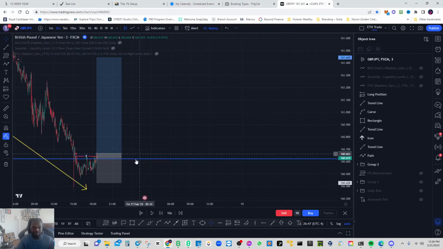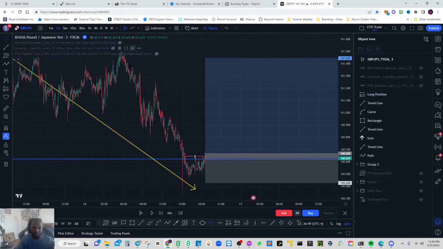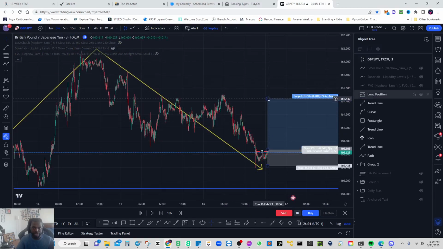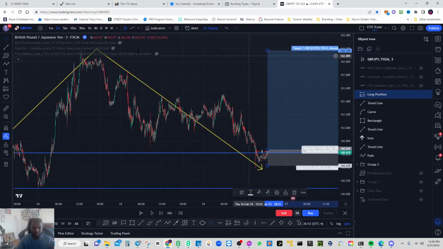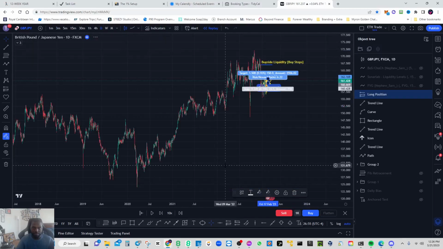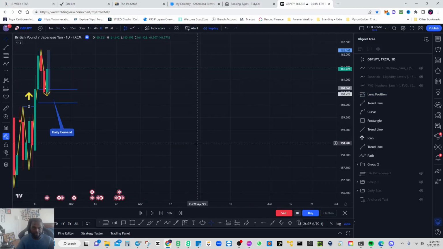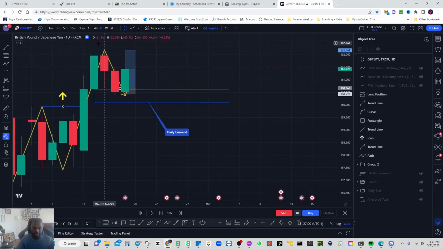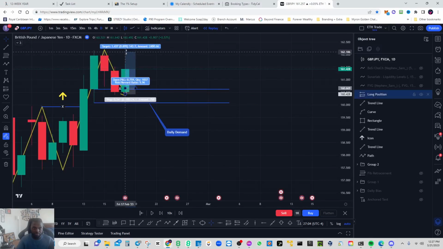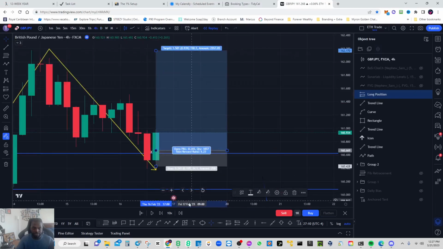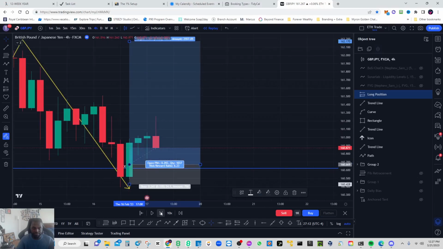Anyways, once that's done, we're going to target the highs. If we go to the daily time frame, we always want to target these highs up here because there's liquidity right there, and that's what the banks are going to hunt for. Okay, so let's see if I get stopped. If I do, it's okay.